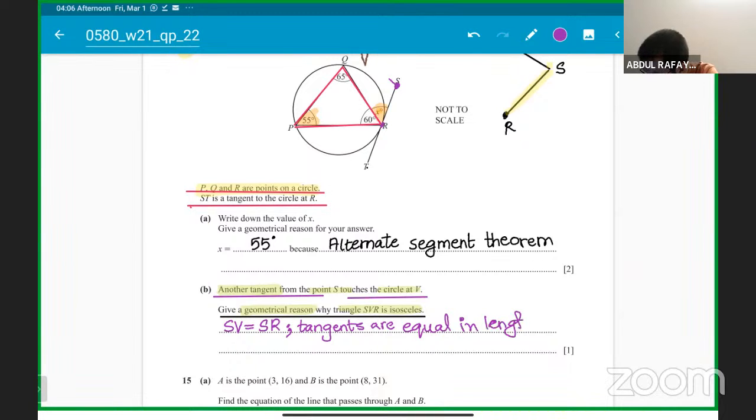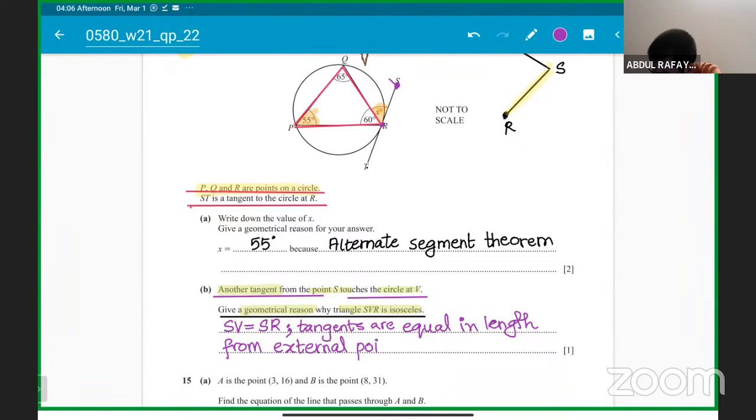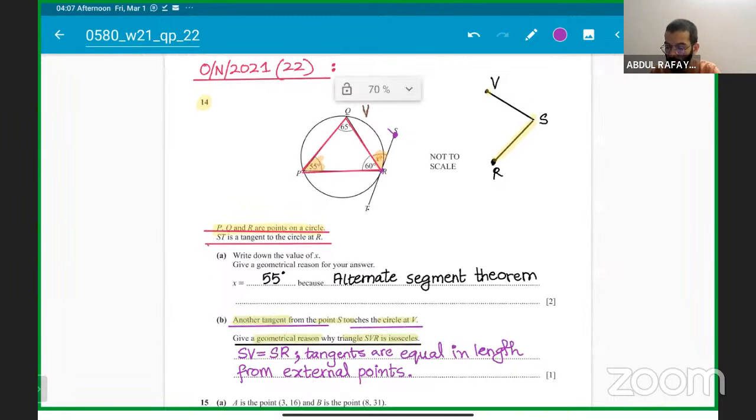Is everyone getting it? Following, guys? Tangents are equal in length from external points. So this question is also done. Let me know, guys. We have got 3 marks here. Any doubts? Do take a screenshot for October, November 2021, paper 2, variant 2. Let me know if anyone has doubts or questions, so we can talk about it.